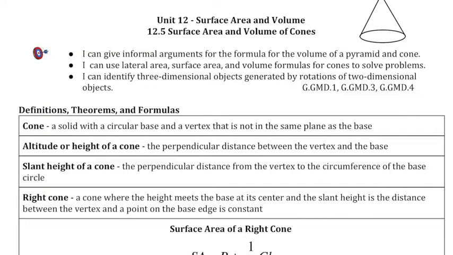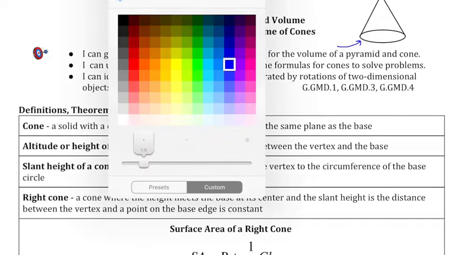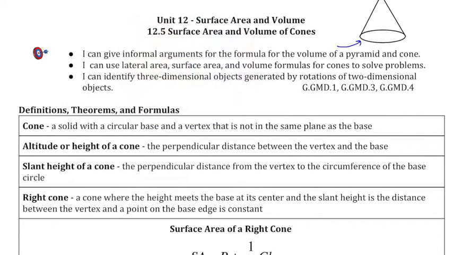In this lesson, we're going to be talking about surface area and volume of cones. So a cone is a solid with a circular base and a vertex that is not in the same place. So we have a circular base and then our lateral side meets at this vertex off the base. The altitude or height of the cone is perpendicular between the vertex and the base. So if you drop a line down to the base, that would be our altitude or our height.